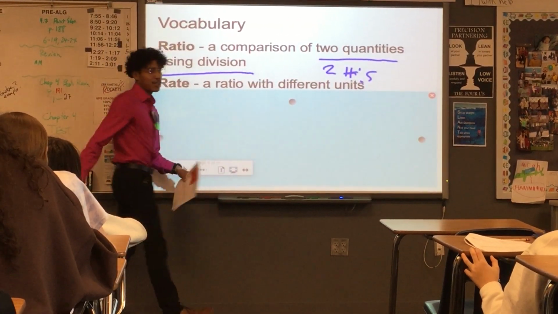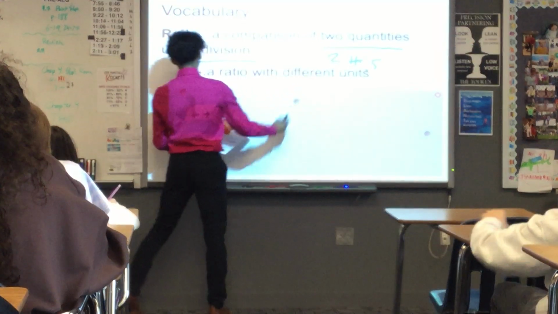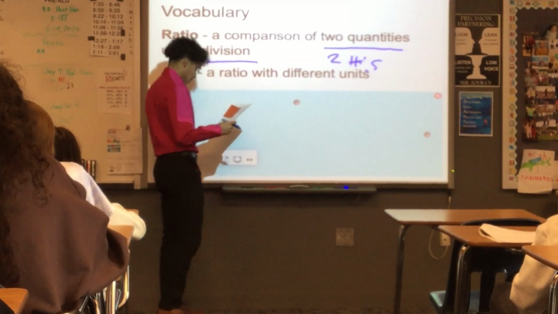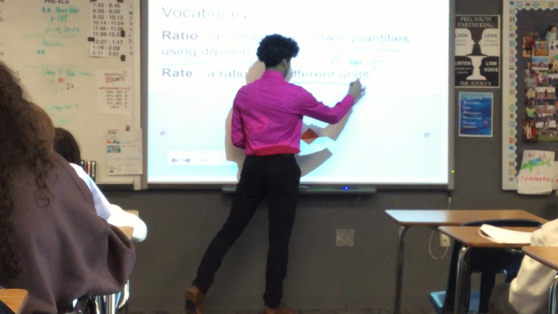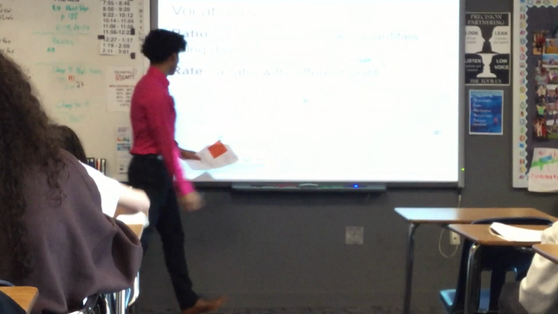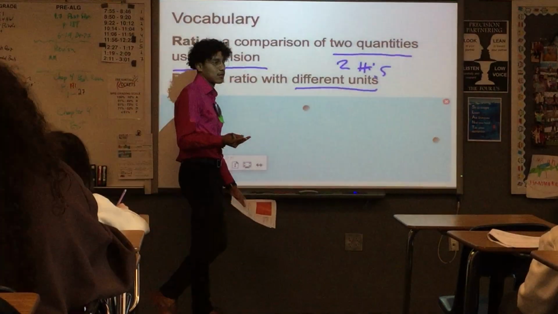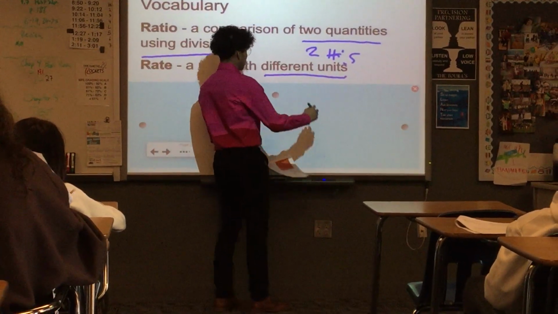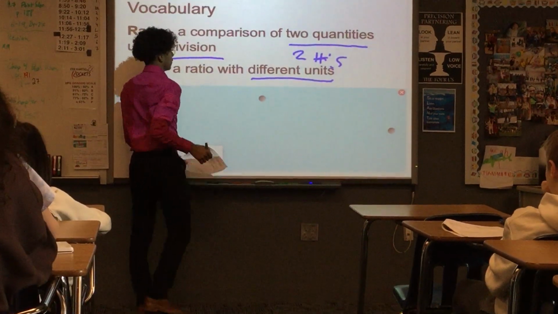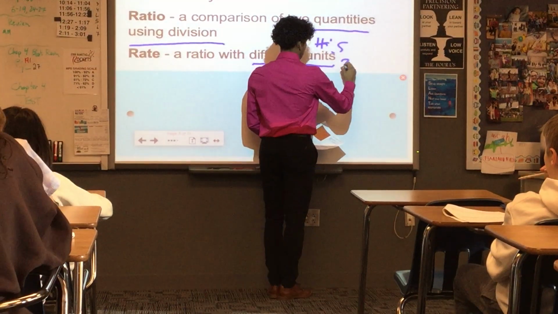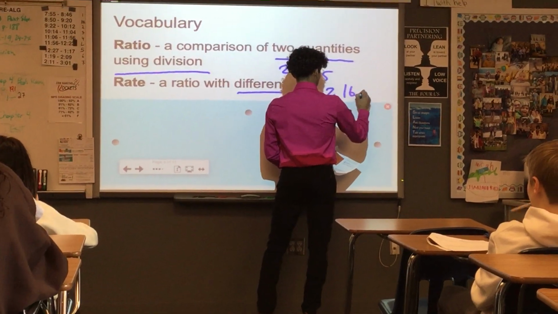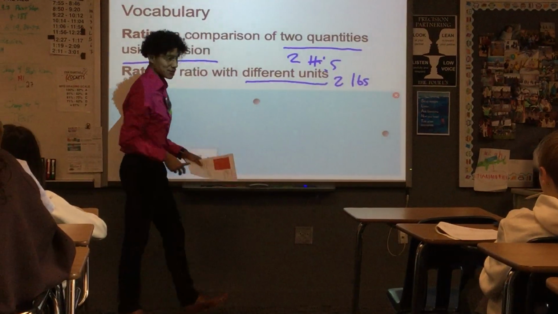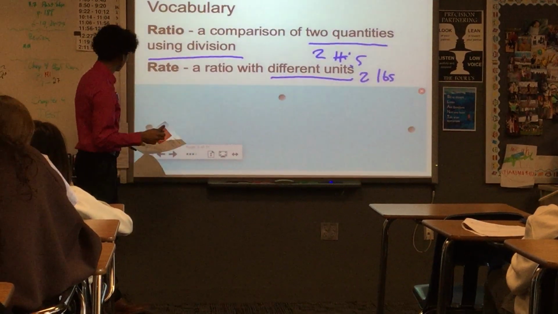Then we're going to have rate, a ratio with different units. Okay, so it's basically going to be the same as ratio, but we're going to have two labels. Ratio doesn't have two labels, it only has one. So that's the difference between rate and ratio. So we're going to have two labels. Any labels.